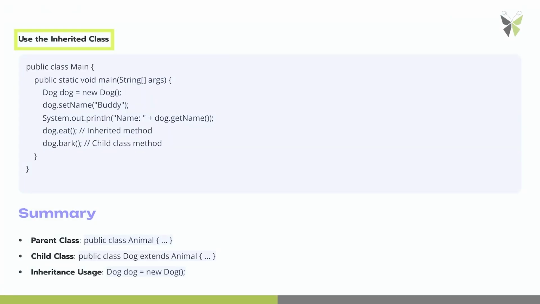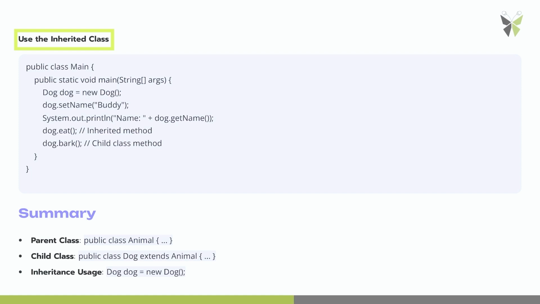To use that inherited class, we first have to create an object of the child class. Now dog.setName: we have created the object which is referred to by the reference variable dog. This setName method is coming from the parent class. We didn't declare it in the dog class.